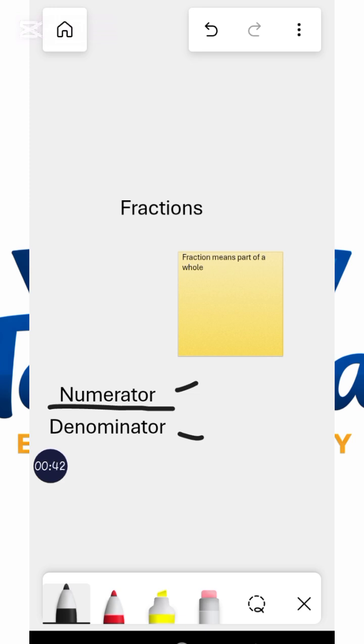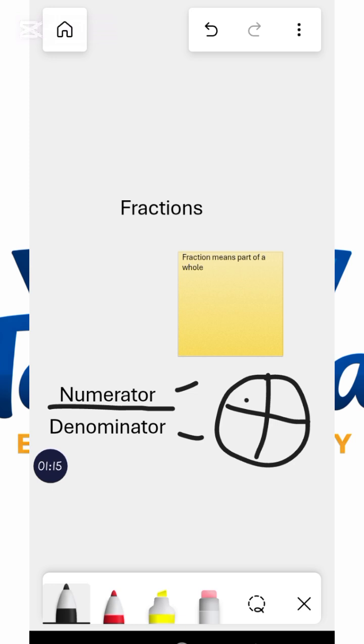What do I mean? So for instance, let's say we have a circle. Alright, this is a circle, it's a whole. I want to divide this whole into 4 parts. So I divide this whole into 4 parts. Now 1, 2, 3, 4. Now these are 4 parts. Alright, now I'm choosing just 1 part of these 4 parts.